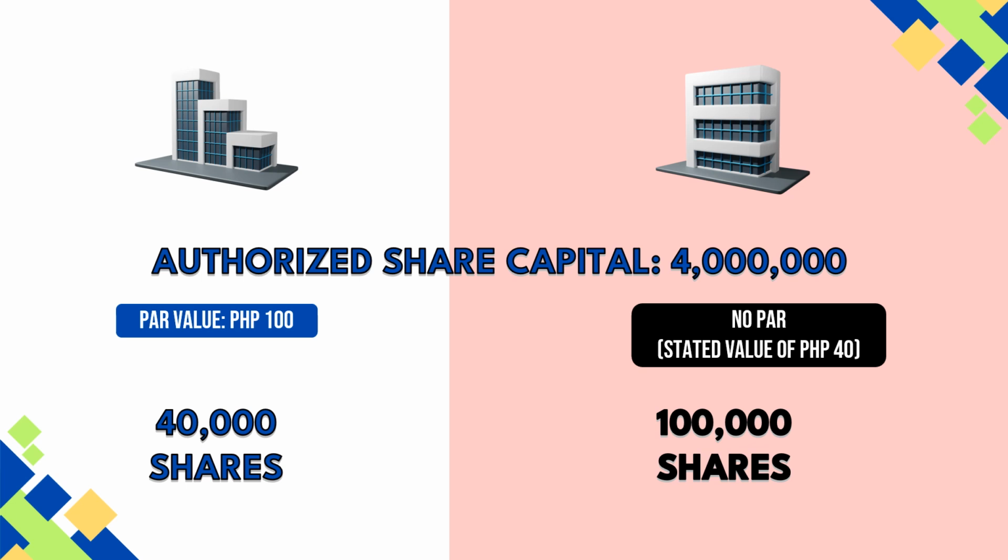On the other hand, you have Corporation B. No par sila, meaning in the Articles of Incorporation, wala silang nilagay na par. But their stated value is around 40. So instead, Corporation B can issue 100,000 shares. So basically, that's the first thing that I need you to understand. So with your authorized share capital, you just divide your par value or stated value so that you know the number of shares that you're able to issue.